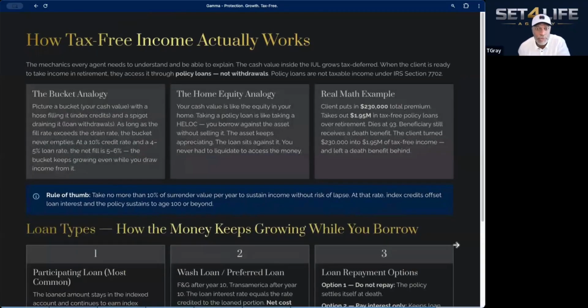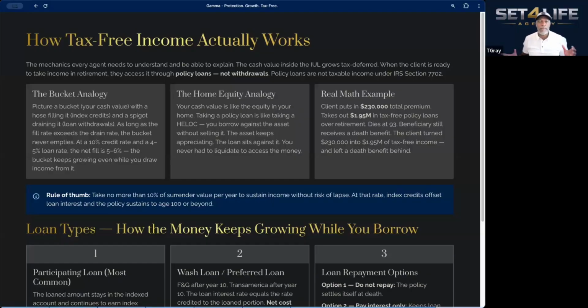Let's talk about how the tax-free income actually works. We've alluded to the mechanics. Let's talk about it for a second. So when the client is ready to take some income in retirement or to pay that student loan, they're going to access it through policy loans, not withdrawals. And per IRS Section 7702, loans are not taxed in the United States.